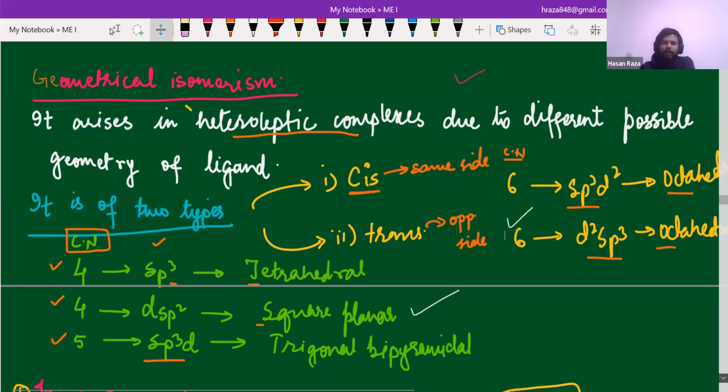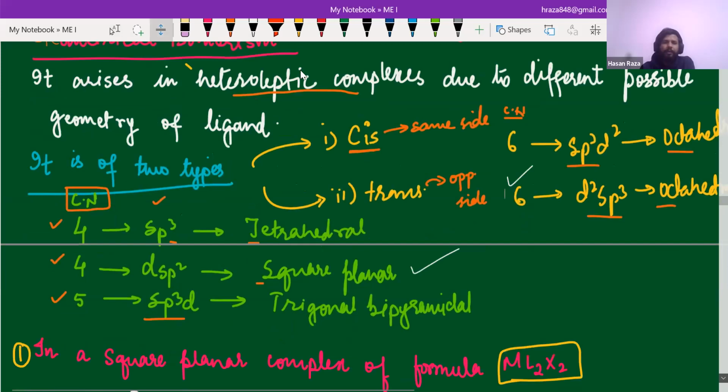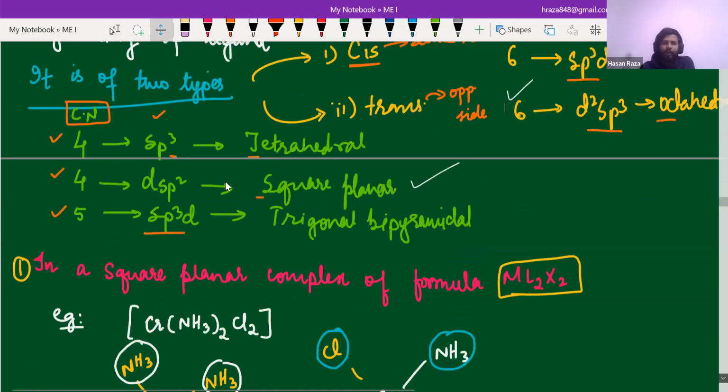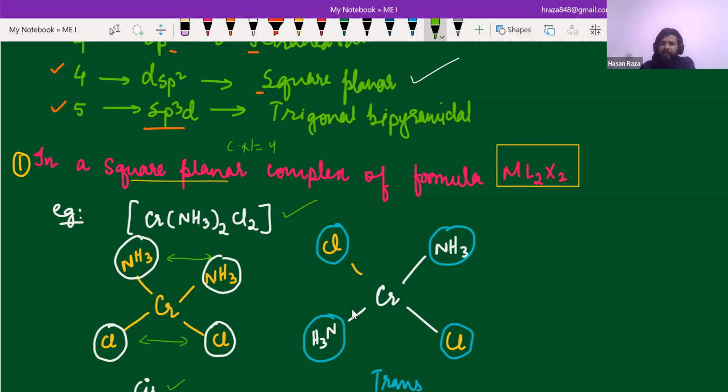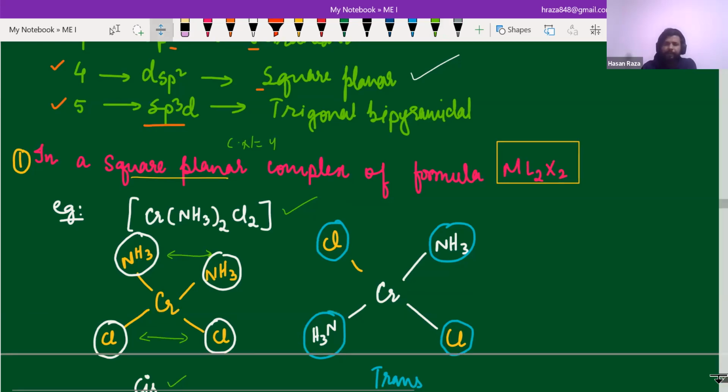Okay. So we only have to study square planar and octahedral in geometrical isomerism. Now see, if we have a square planar complex with the formula ML2X2, what does this mean? The coordination number equals 4, and all four ligands are unidentate. If both groups are on the same side, it is cis. If both groups are on the opposite side, it is trans, right? It's very easy.